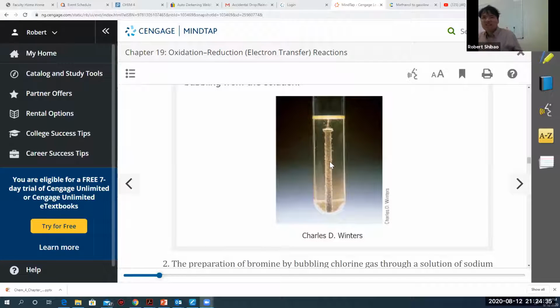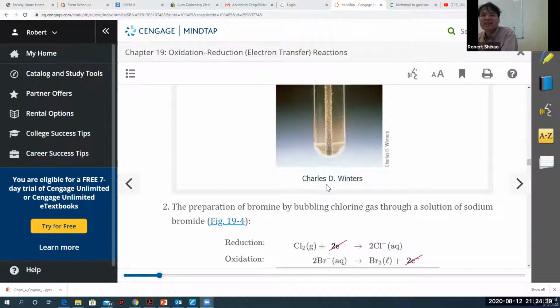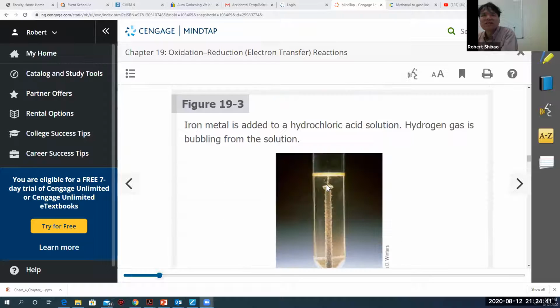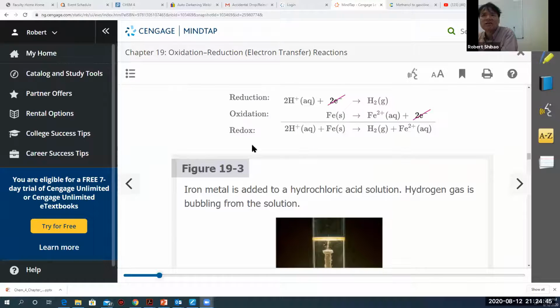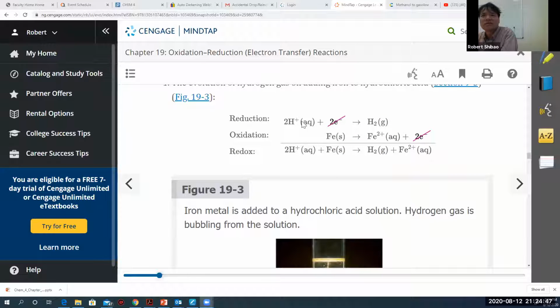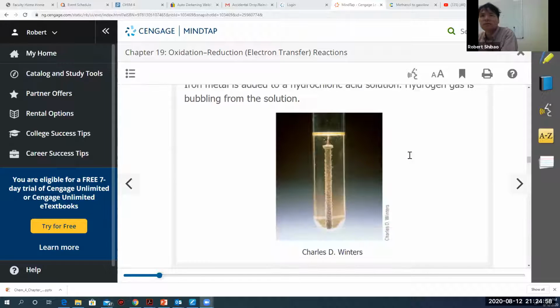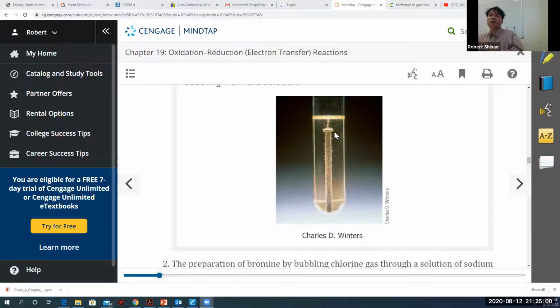This is a chunk of iron in acid, and the acid is attacking. Is this bromine? No, this is acid, hydrochloric acid. It's a redox reaction. The acid is taking the electrons, iron's losing the electrons. Bubbles of hydrogen gas are forming.